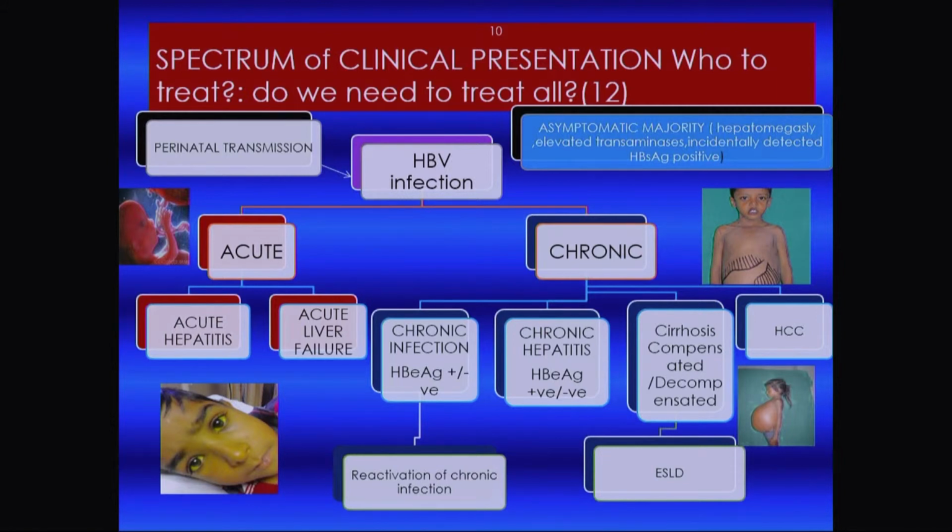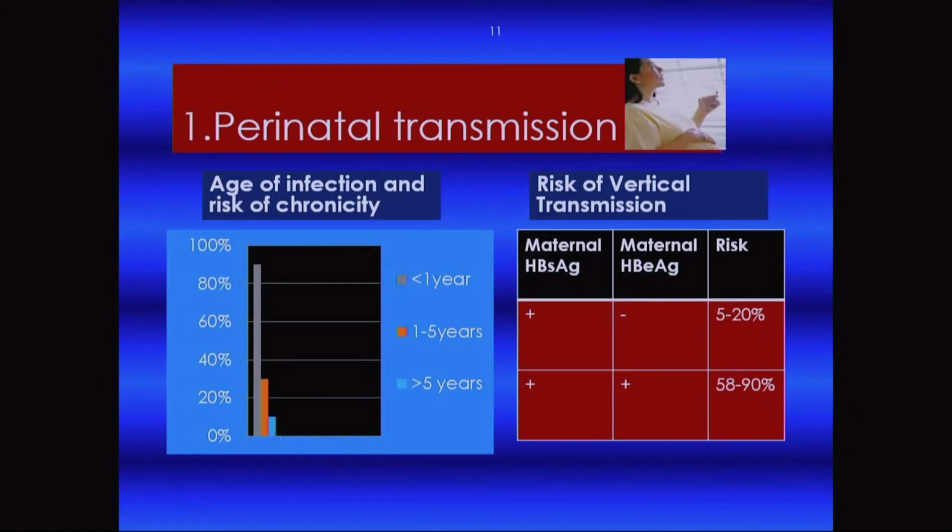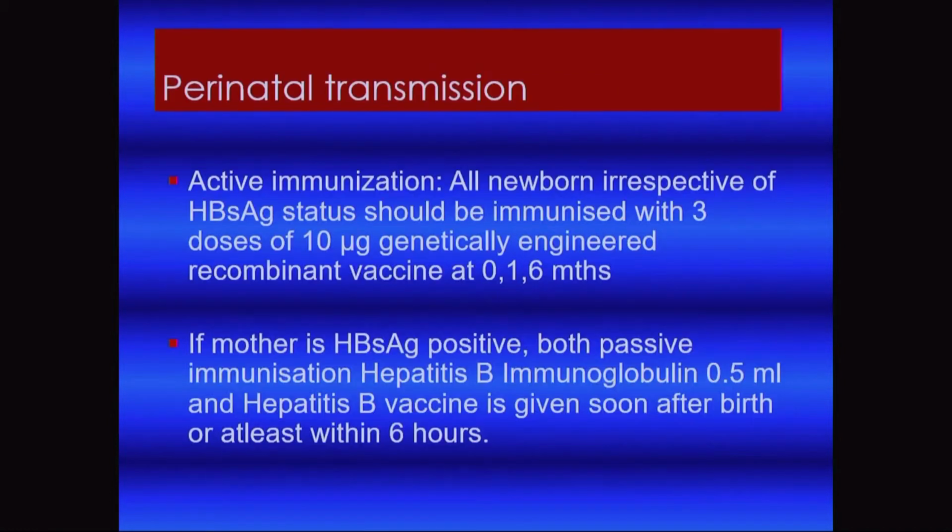So this you should be able to say, would you like to treat all or would you not like to treat all? And this would be the spectrum. Perinatal transmission, as I've told you earlier, the vertical transmission, the risk of getting chronicity is higher when the mother is both HBsAg positive and HBeAg positive. So till date, what we were doing, we were giving them the active immunization and the passive immunization, passive as soon after birth or within 6 hours, and we were giving the active immunization, the universal immunization, which has really improved and brought down the incidence of HCC in Taiwan, and India has also taken it up in a very big way.